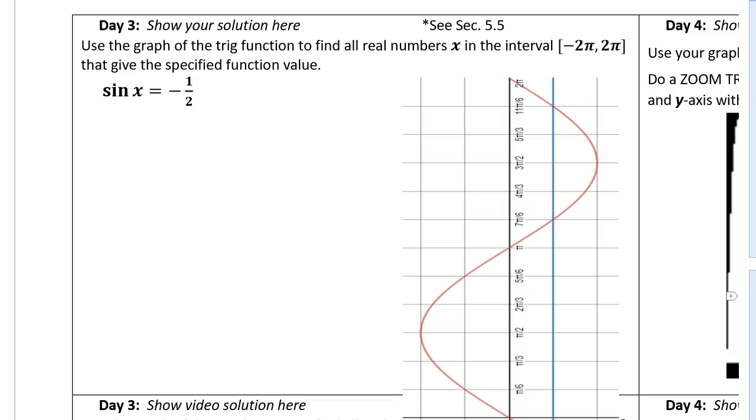Here is the answer for day 3. Use the graph for the trig function to find all values of x in the interval negative 2 pi to positive 2 pi for this function. The sine of x is equal to negative 1/2.